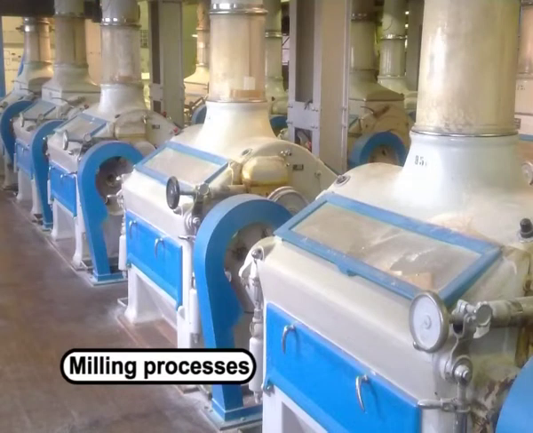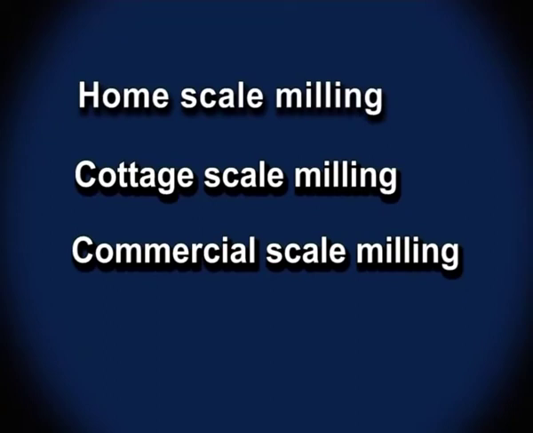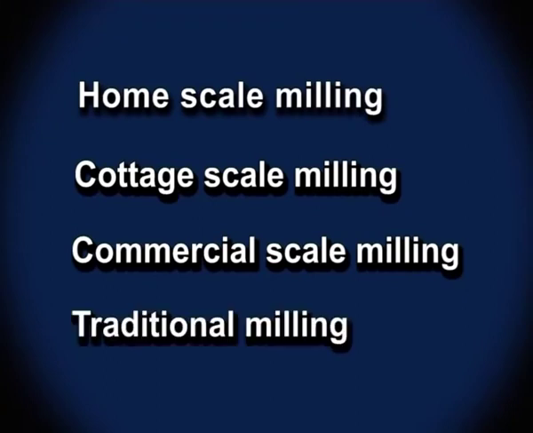Milling process differs from crop to crop, cultivator to cultivator, and place to place. There are four different types of milling. They are home scale milling, cottage scale milling, commercial scale milling and traditional milling. In home scale milling, pestle and mortars are used, whereas in cottage scale milling, a hand operated wooden or stone chakki sheller is used. Yield obtained in home scale milling is lesser when compared with other milling techniques.